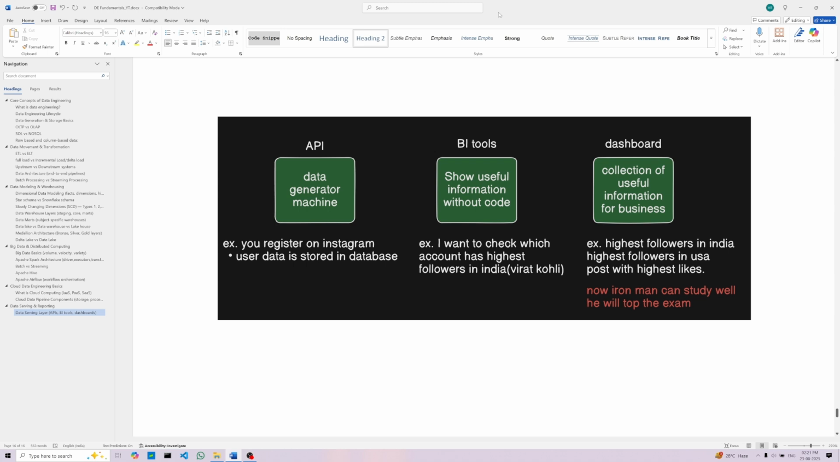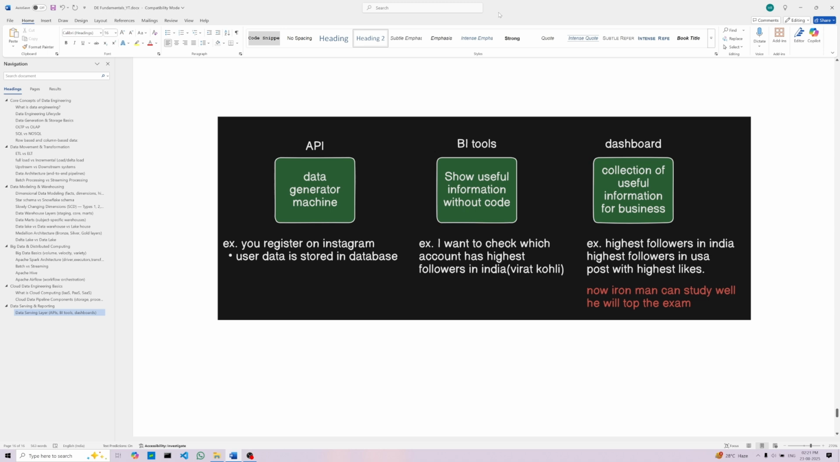What is API? It's like a data generator machine. We all use Instagram and Facebook, right? Whenever you create an account on Instagram, it will store the data in database. So you log in, you register, whatever you do, the data will be stored in database.